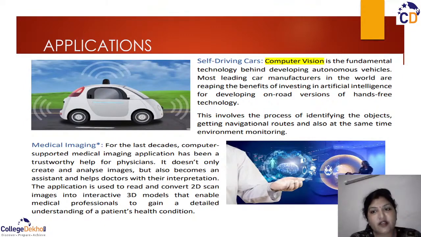Then we have self-driving cars that I have just now discussed, how it identifies the different objects, gets navigational routes, and also at the same time does environment monitoring, like what is the temperature. It has some ultrasonic sensors also, which provide you the distance, how to maintain the distance between two objects. So there are a number of things. This is not only an application of CV. You may have to involve other technologies too, like Internet of Things. You need to have some sensors in which you need to communicate between two objects.